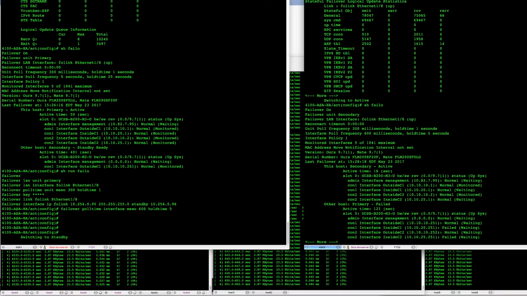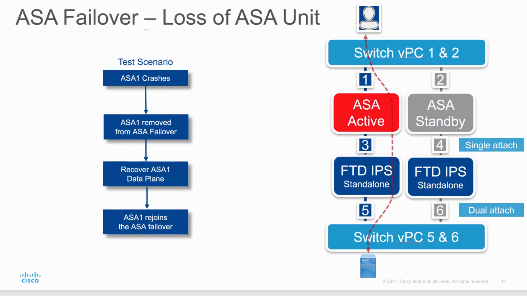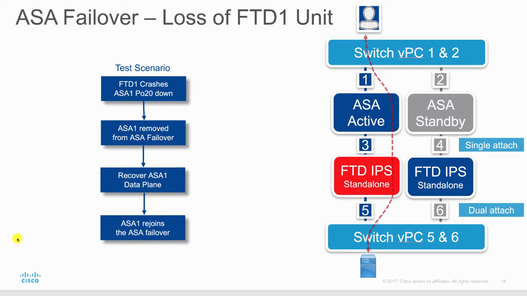So this concludes our video on resiliency of losing appliances, in this case either 4100 running ASA on top here that we showed, and also losing the FTD standalone IPS through which ASAs are connected.